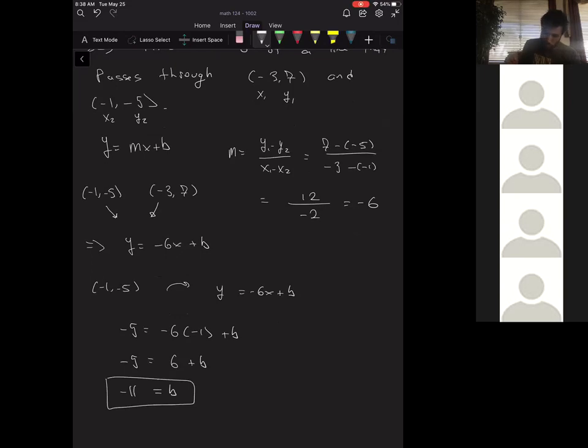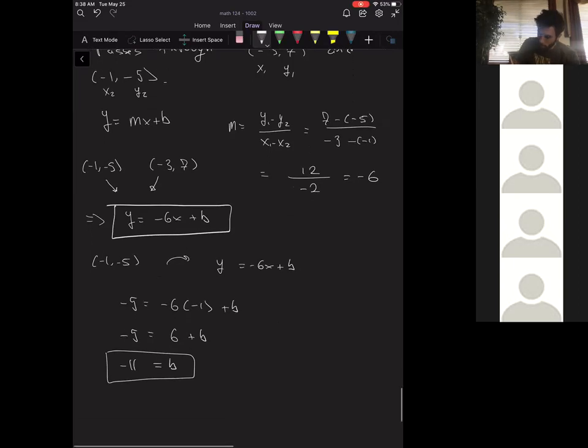And then the last step. So here's the equation of our line right now. We found slope was minus 6, so we had y is equal to minus 6x plus b. So then this tells us that our final answer is going to be y is equal to minus 6x minus 11.